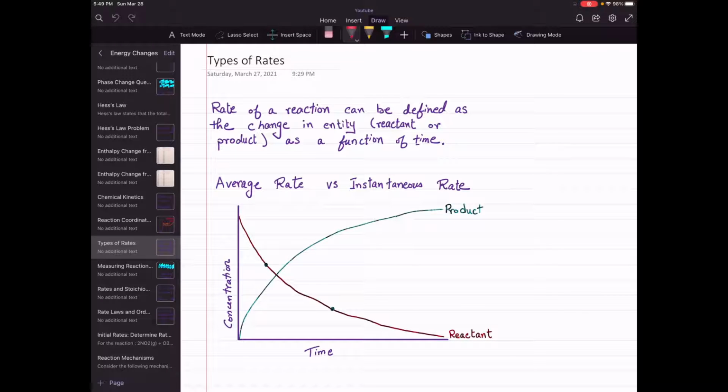I'll give you an analogy. So let's say person A is driving on the road and he leaves his home at 9 in the morning and he's going to school. Okay, and it takes him 1 hour to get to his school, which is 40 kilometers away. So it took him 1 hour to get to school, 40 kilometers away.